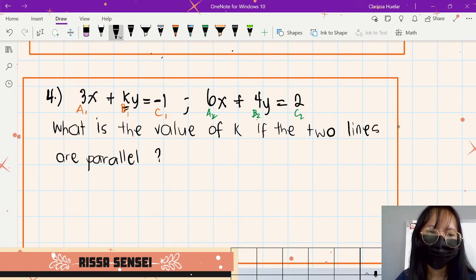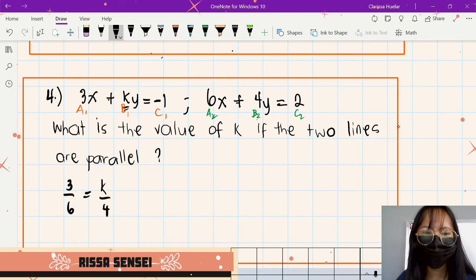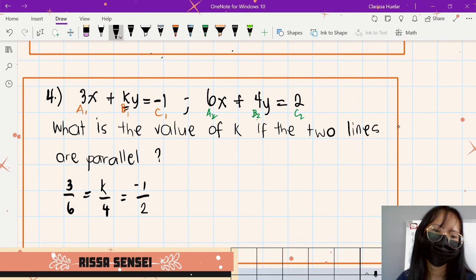O ngayon, ratio na natin. Ang kailangan lang naman natin ay yung ratio nito tsaka b. So, a sub 1 is 3, a sub 2 is 6. Ratio is 3 over 6. Is it equal to... Ay, kailangan pala equal kasi parallel. So, hindi na natin kailangan questionin yun. So, k over 4. Tapos, negative 1 over 2. Okay? Ito lang yung kuhanin natin.